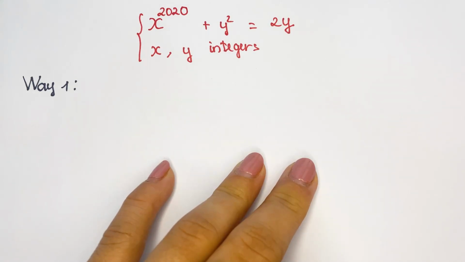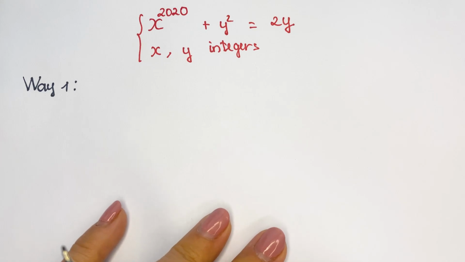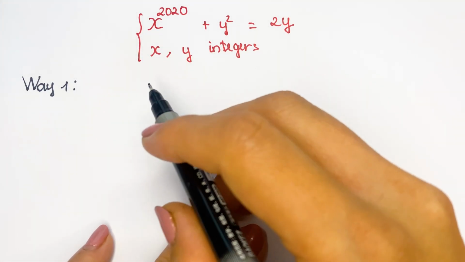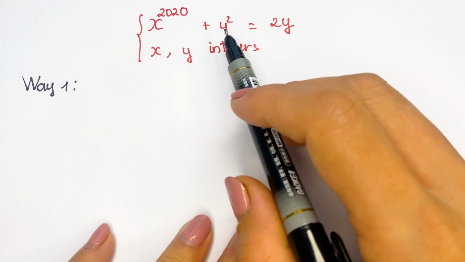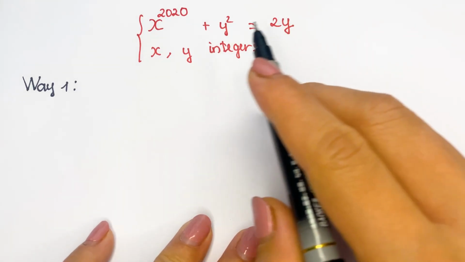Hello everyone. How to solve the value of x and y in three basic ways, right? Firstly, everyone can see we have the first way. Everyone look at that. We need to move the y square term to the other side, right?